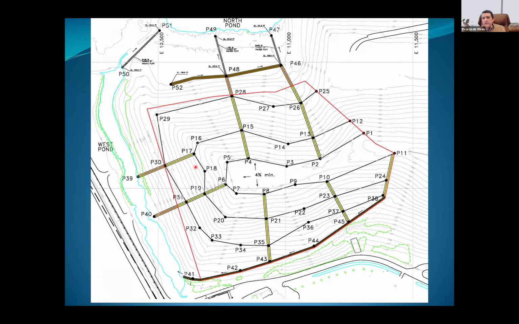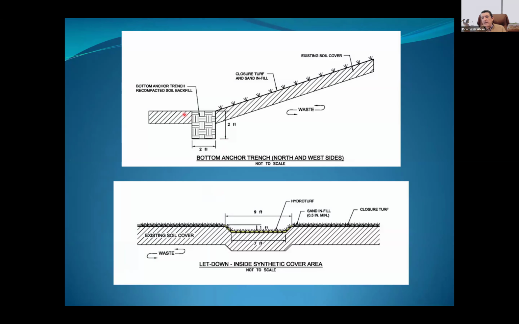One thing that we really worked on was the letdowns, the stormwater drainage. That was very important in this particular case. You cannot have long distances on the slope for the closure turf. You couldn't have very long distances with sheet flows, so we had to concentrate waters in stormwater letdowns. We had to have a bottom anchor trench.